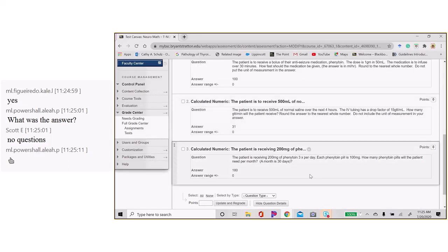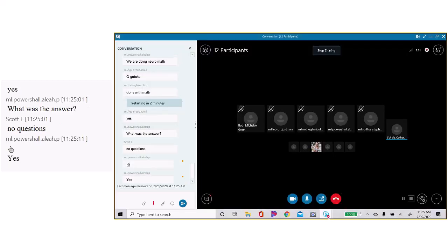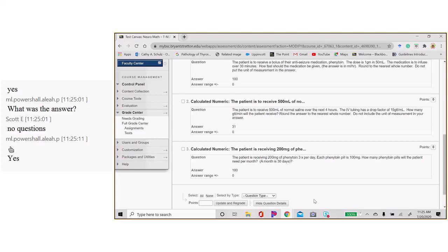And then the last one is the patient is receiving 200 milligrams of phenytoin 3 times a day. So we need to figure out how many capsules they need. Each pill is 100 milligrams, so they're taking two of those tablets 3 times a day, so that's 6 pills a day. And if they're going to take it for a month, then it's 30 times 6, which is 180. And those are similar questions that we might have.